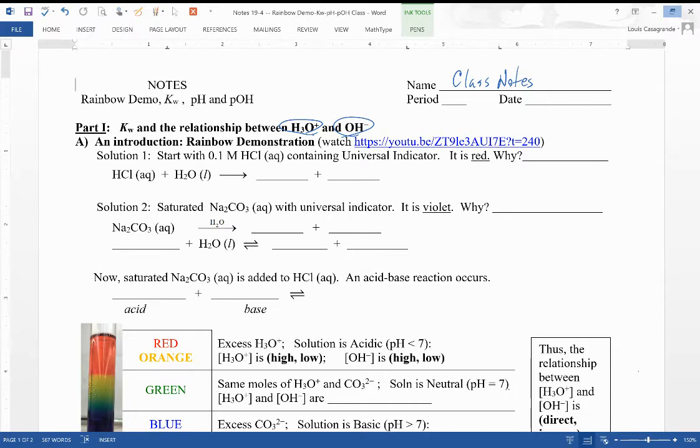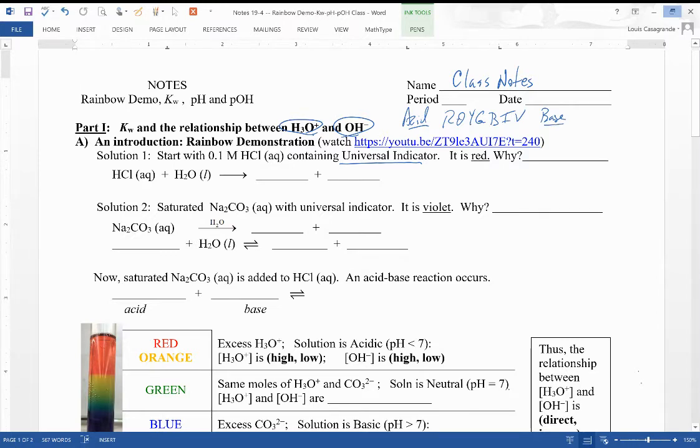So in the video, she starts off with some hydrochloric acid, a 0.1 molar solution of hydrochloric acid, and it contains universal indicator. Universal indicator is this really cool indicator. It's actually a mixture of 4 different indicators that has this great ability. It goes from red, orange, yellow, green, blue, indigo, violet. Yes, the colors of the rainbow, as it goes from acid to base and everything in between.